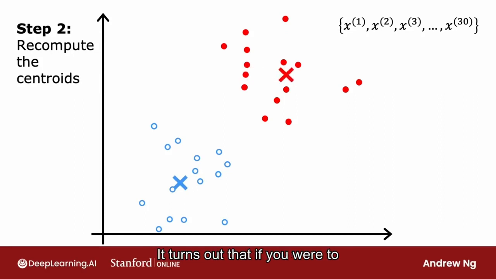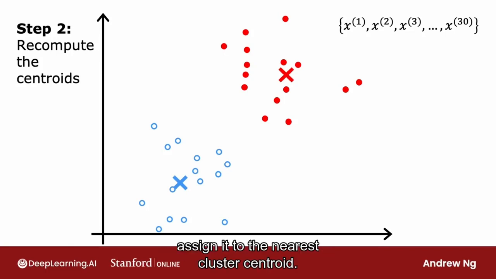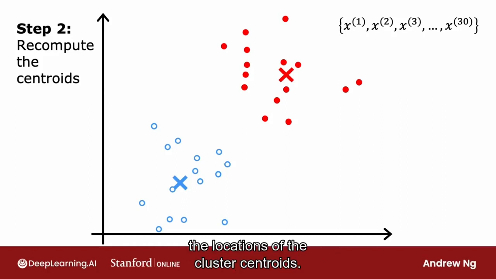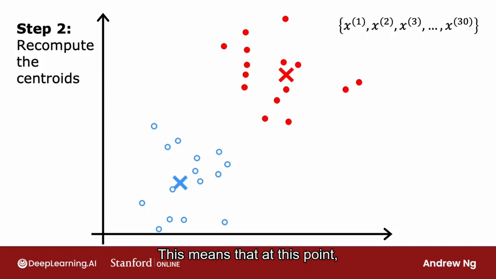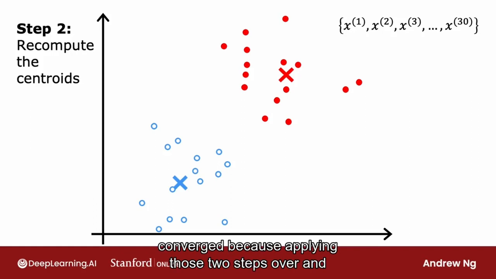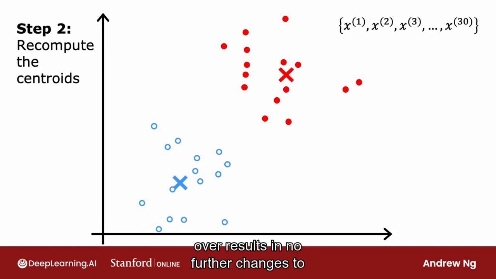And it turns out that if you were to keep on repeating these two steps, that is, look at each point and assign it to the nearest cluster centroid, and then also move each cluster centroid to the mean of all the points with the same color, you find that there are no more changes to the colors of the points or to the locations of the cluster centroids. And so this means that at this point, the K-means clustering algorithm has converged, because applying those two steps over and over results in no further changes to either the assignment of points to the centroids or to the location of the cluster centroids. In this example, it looks like K-means has done a pretty good job.